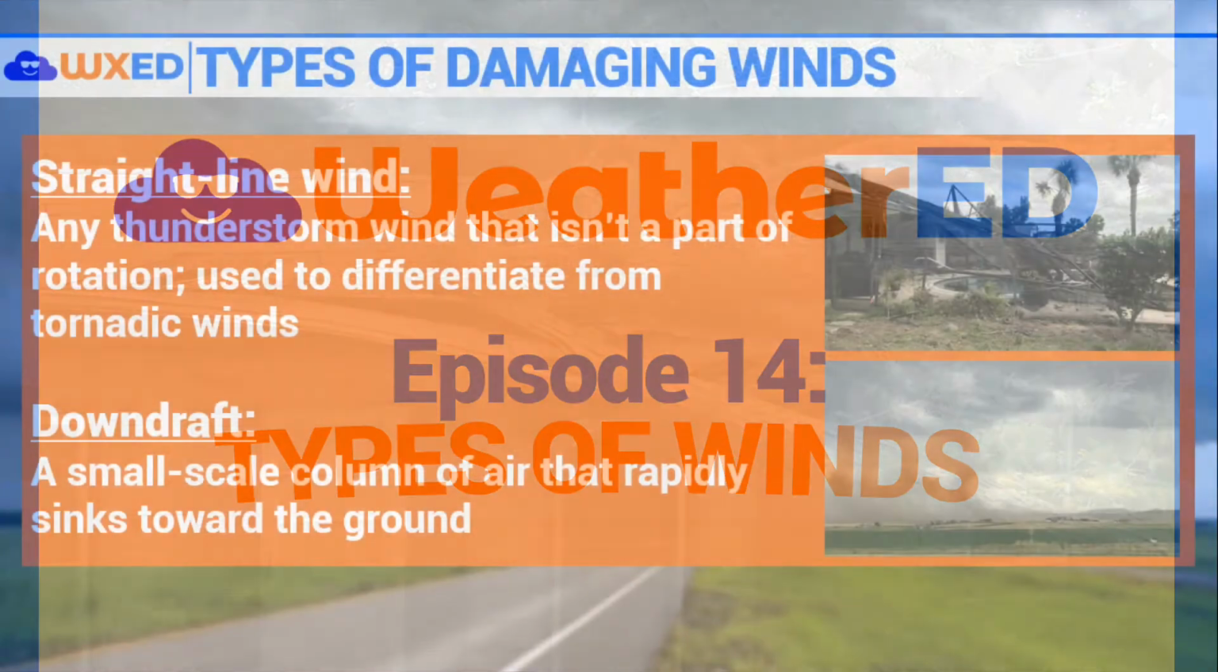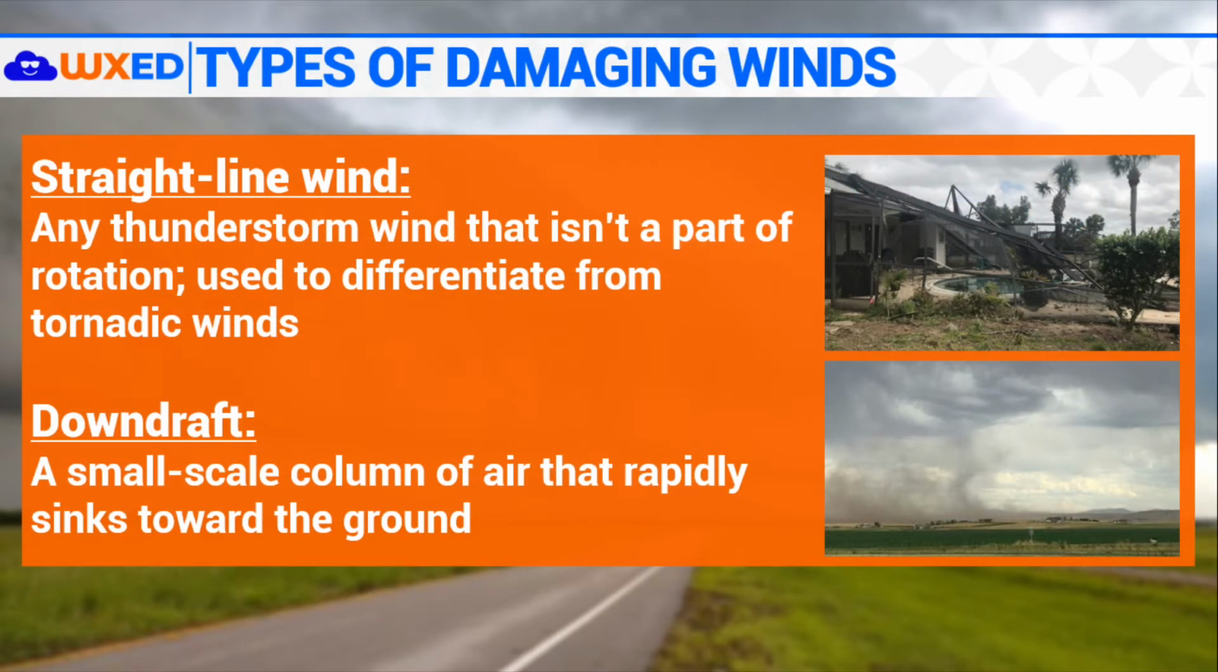Let's start off with straight line winds, which is any thunderstorm wind that isn't a part of rotation. This term is generally used to differentiate from tornadic winds. And now we have a downdraft, which is a small scale column of air that rapidly sinks towards the ground.